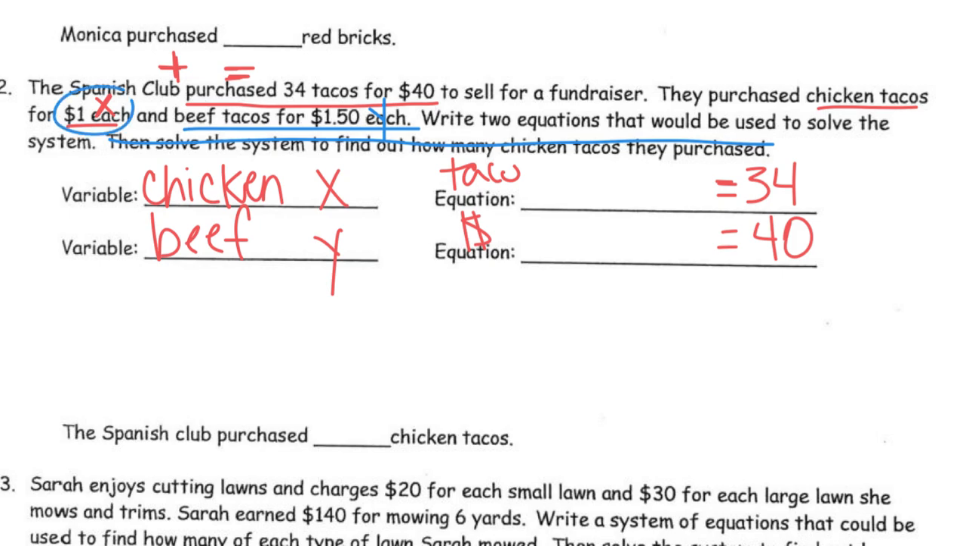And what is that going to look like? What did we write right here? One what? 1X plus 1.50 what? Y. So then what does our taco equation look like? What did we get? 34 tacos. What kind of tacos did we buy? Chicken, which was what? X, and beef was Y. So however many chicken and however many beef together is 34 tacos.